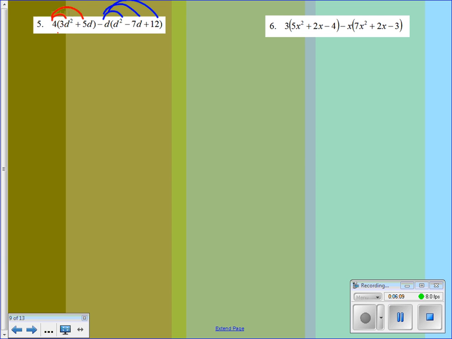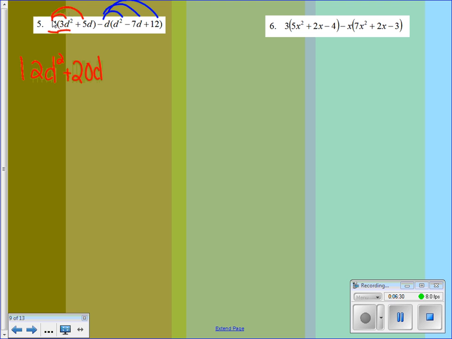To start off with, I'm going to take 4 times 3d squared. First multiply the coefficients. So 4 times 3 is 12, and then we get d squared. Next, I'm going to take 4 times 5, which is going to be 20, and then I still have that d. So all I did was take that 4 and multiply it by the coefficients.